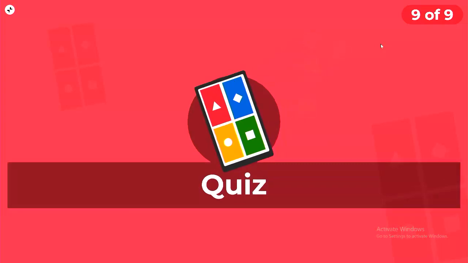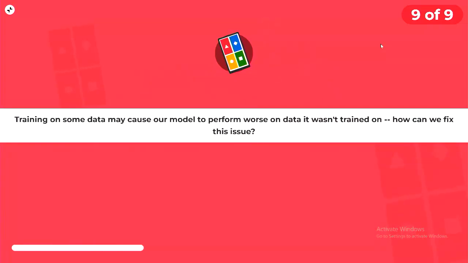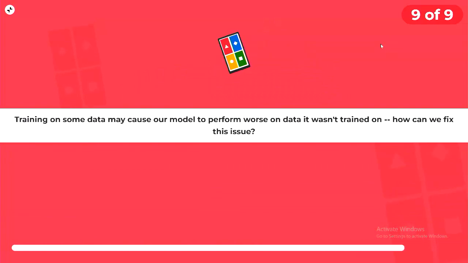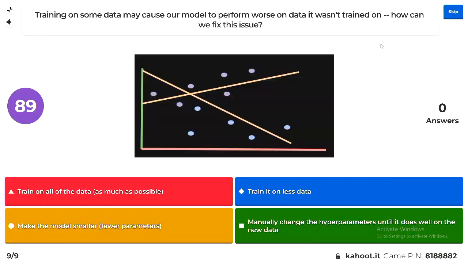All right, last question. Training on some data may cause our model to perform worse on data it wasn't trained on. Just a fact. How can we fix this issue? 1, train on all of the data, as much data as we have. 2, train it on less data. 3, make the model smaller, i.e. having fewer parameters. Or 4, manually change the hyperparameters until it does well on the new data.